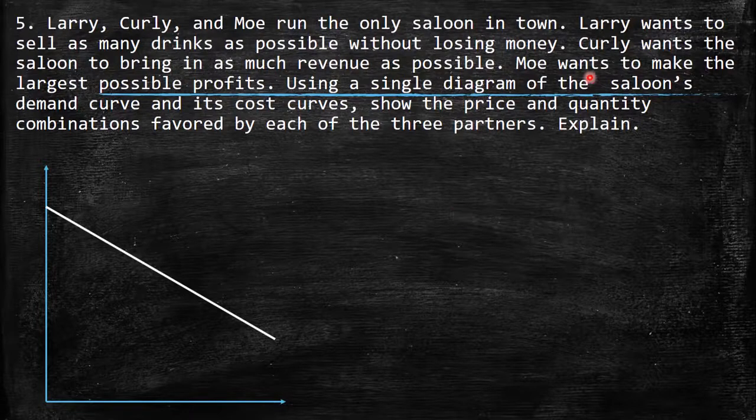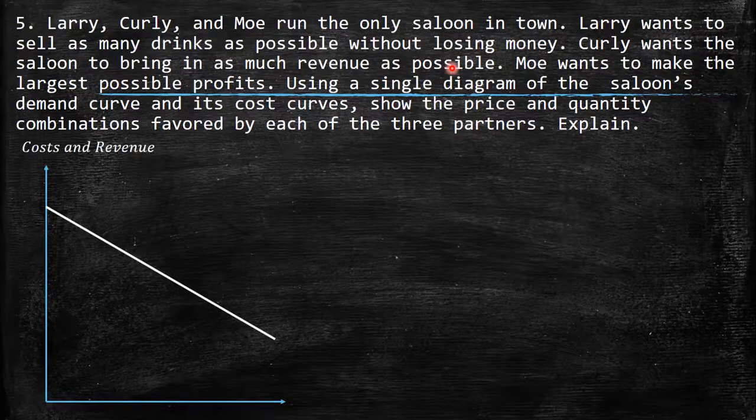So here we have the first situation, which is going to be Larry. Larry wants to sell as many drinks as possible without losing money. Here we have the situation of the only saloon in town. It brings up a situation where there is a monopoly because there is just one saloon.